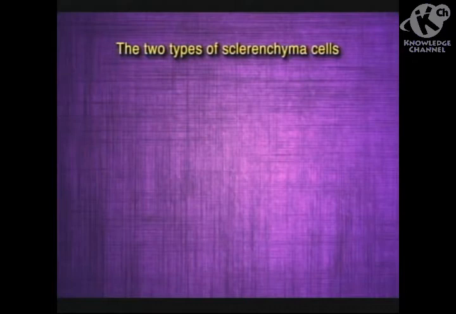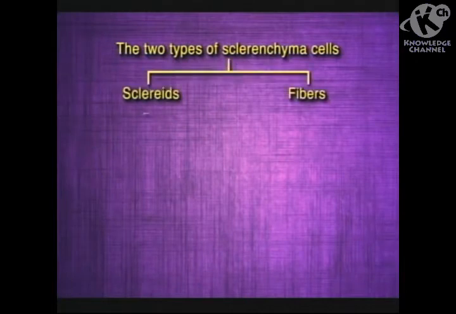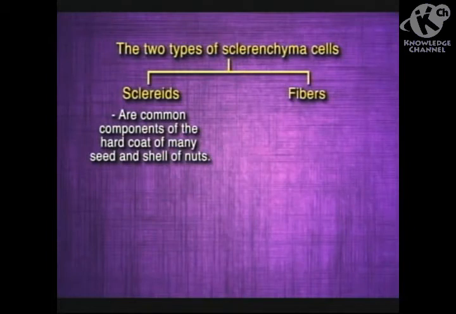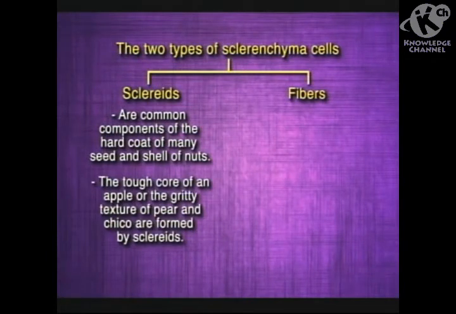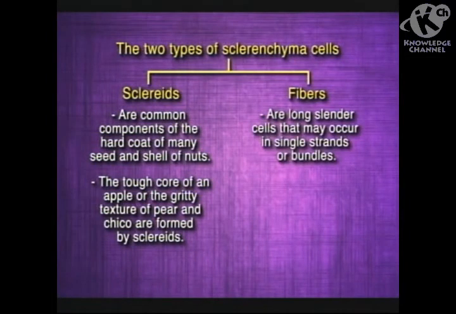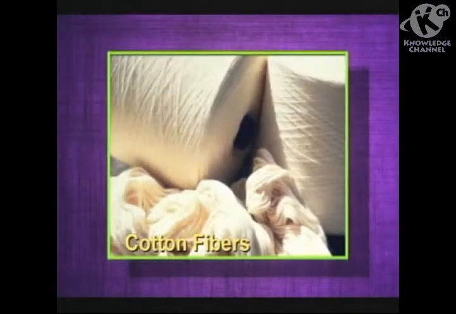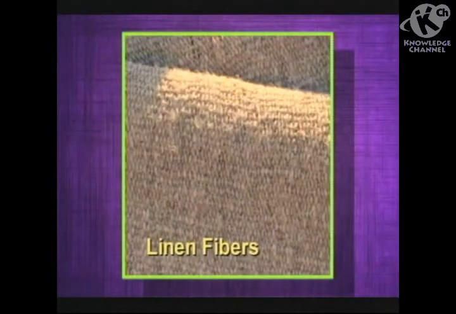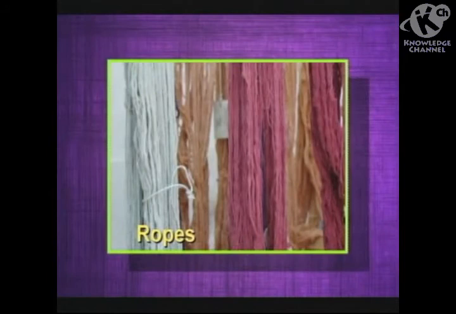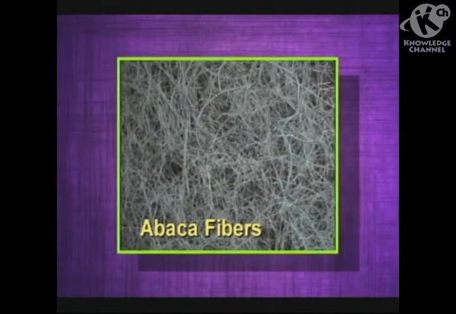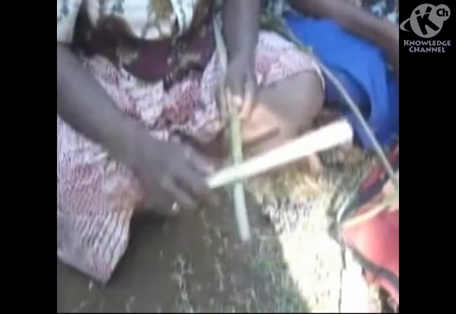The two types of sclerenchyma cells are the sclereids and fibers. Sclereids are common components of the hard coats of many seeds and shells of nuts. The tough core of an apple or the gritty texture of pear and chico are formed by sclereids. Fibers are long, slender cells that may occur in single strands or bundles. For example, linen, piña cloth, and many of our textiles come from sclerenchyma fibers. Ropes and cords come from hard fibers of abaca.